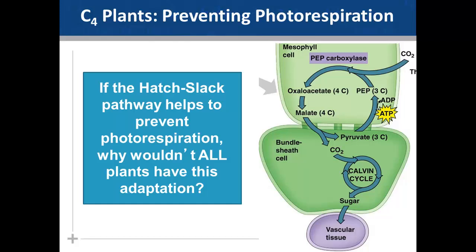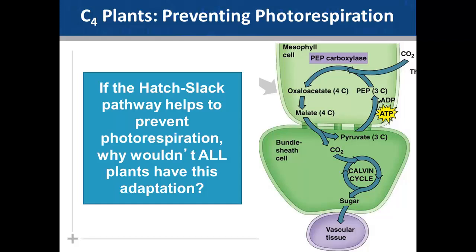If a plant or a plant species did not inherit a mutation for a certain biochemical pathway or the genes to do it, they can't, right? They're at the mercy of the evolutionary history of their species. But the other thing is there is another downside to doing this, okay?